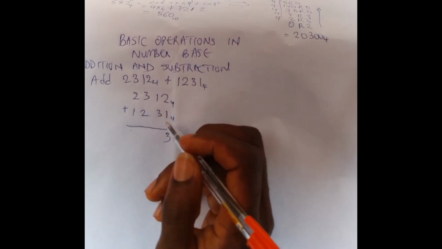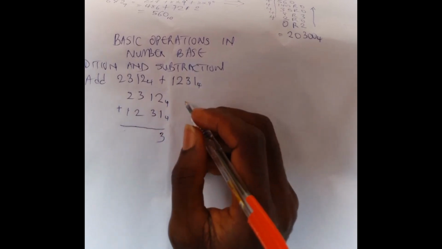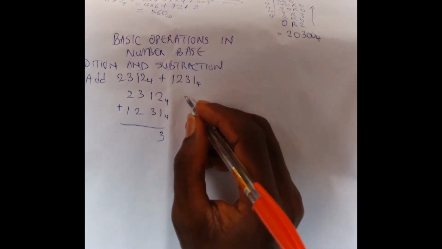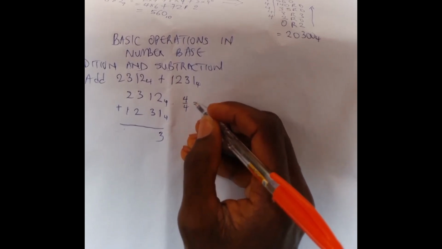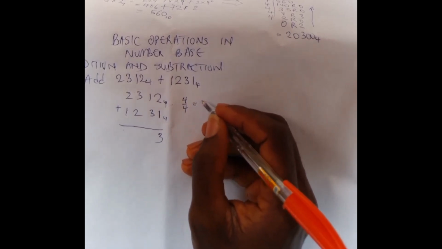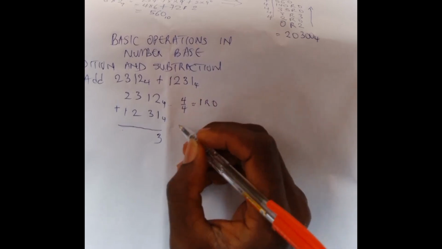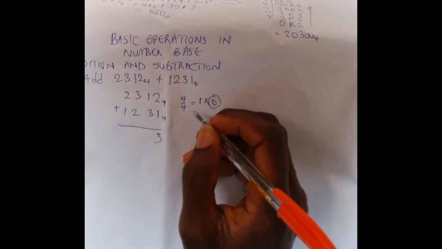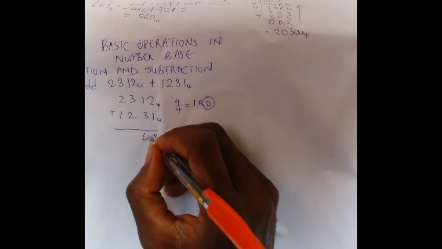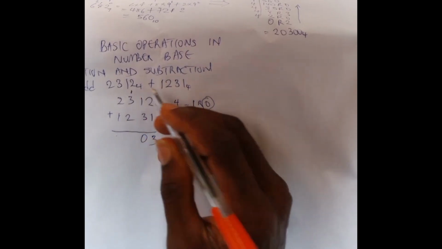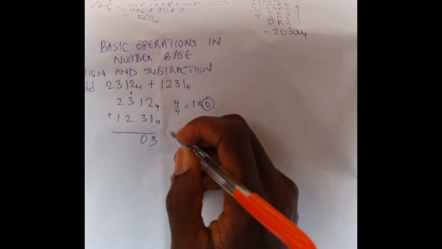So 1 plus 3 is 4. Since it's the same as our base number, we divide it by 4. 4 divided by 4 we get 1 remainder 0. So we write this remainder here, 0. I'll write the 1 up. 1 plus 3 is 4, 4 plus 2 is 6.